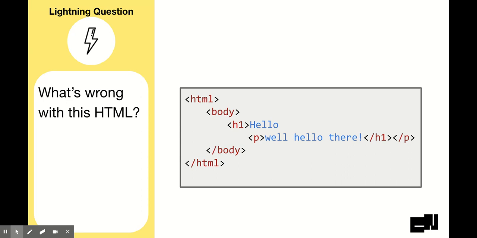All right, so you may have said a few things. You may have said that in line 3, after hello, there should be a closing H1 tag, because there's an opening H1 tag but not a closing one, and that would be correct. So we could take this closing H1 tag that seems misplaced on line 4 and move it up. Then the next line should be correct, because now there's an opening P tag and a closing P tag.